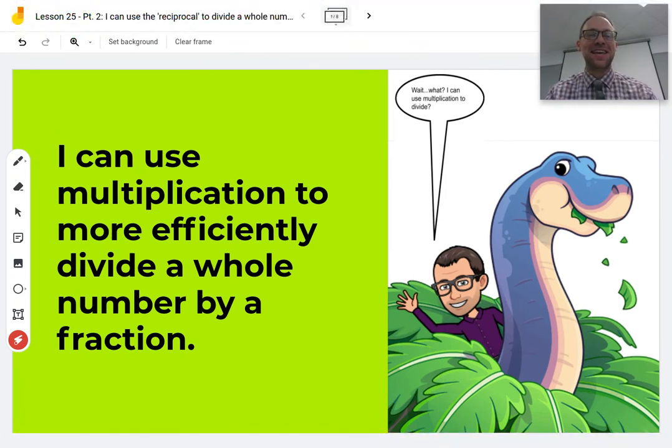Our learning target today is, I can use multiplication to more efficiently divide a whole number by a fraction. Let's get to work. Please let me know if you need help.